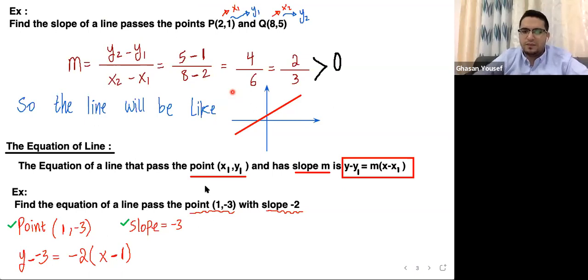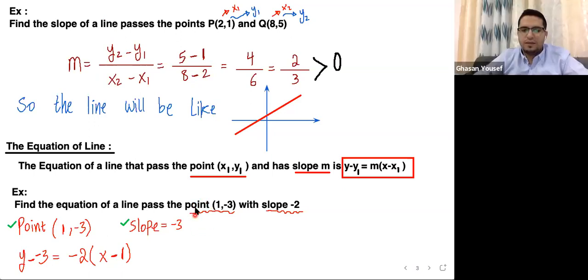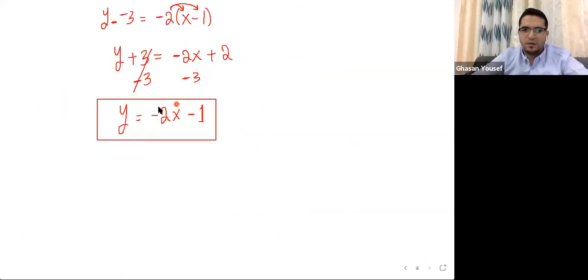Can I find the b? It's not easy to find a b in this example. It's easy for me because I can plug in the 1 and then find the b. Here, you can find the b after you use this formula, the equation of the line. After you find the equation of the line and solve it, you get y equals something like this, and the b is here.